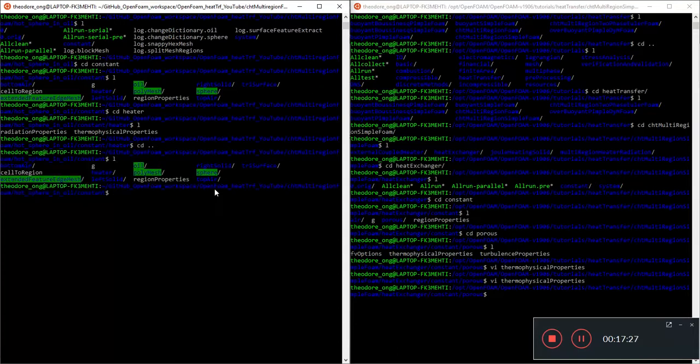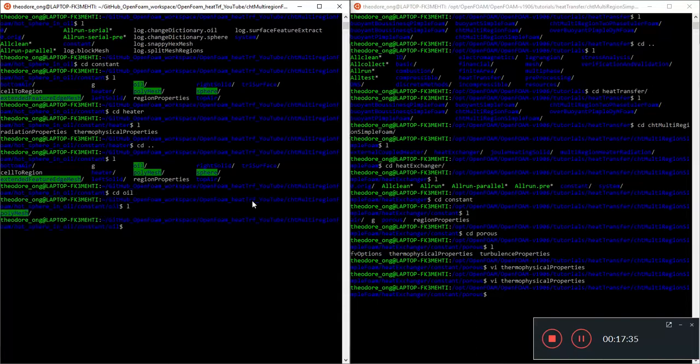Probably haven't removed all the things that I forgot. Okay. Anyway, so chtMultiRegionFoam. Let's take a look at oil. Okay, there's only polyMesh here, but what we actually need is a thermophysical properties file.